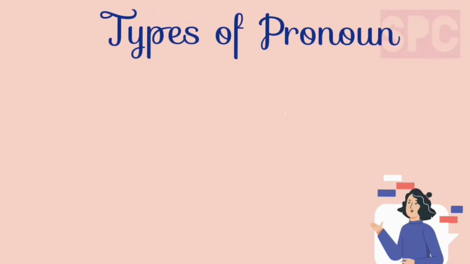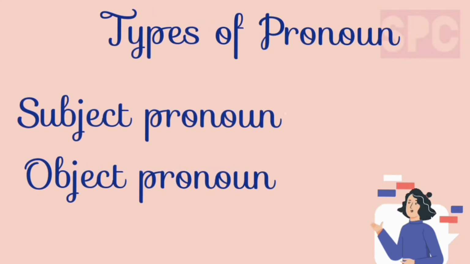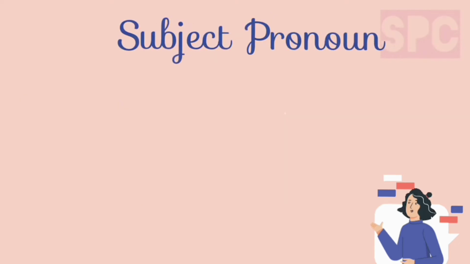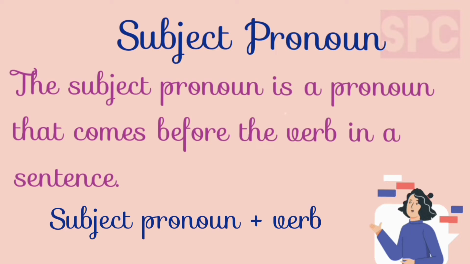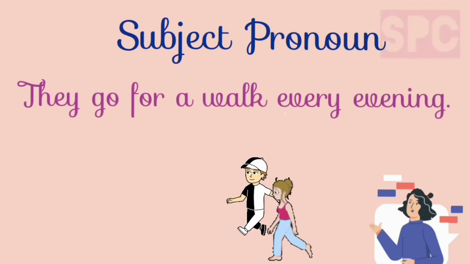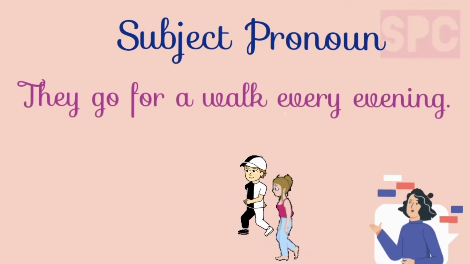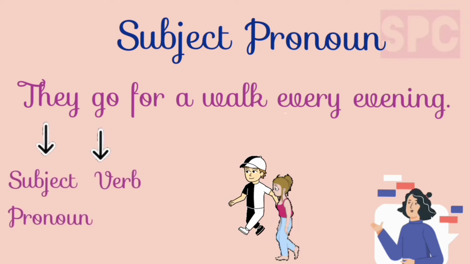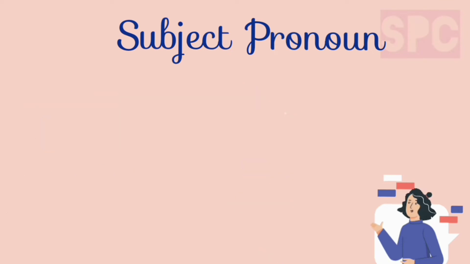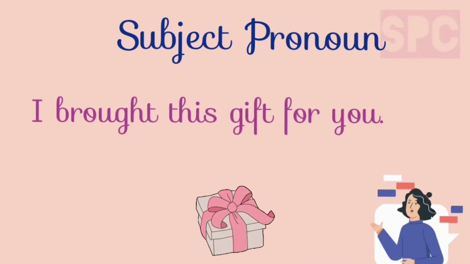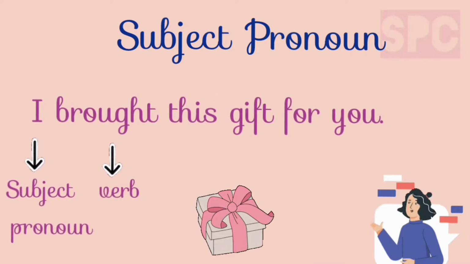There are two main types of pronouns, subject pronoun and object pronoun. Subject pronoun. The subject pronoun is a pronoun that comes before the verb in a sentence. Example, they go for a walk every evening. In this sentence, the pronoun they comes before the verb go. So, the pronoun they is a subject pronoun. Another example, I brought this gift for you. In this sentence, the pronoun I comes before the verb brought. So, the pronoun I is a subject pronoun.